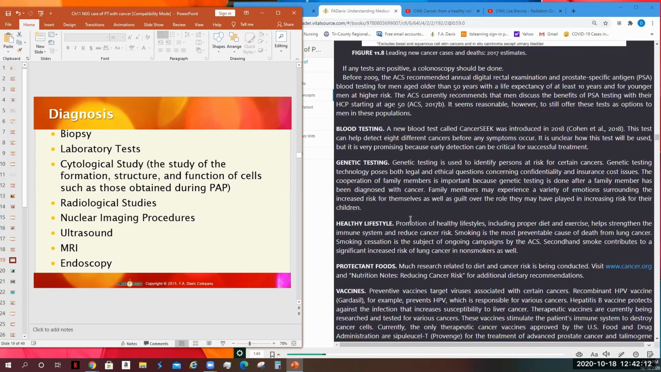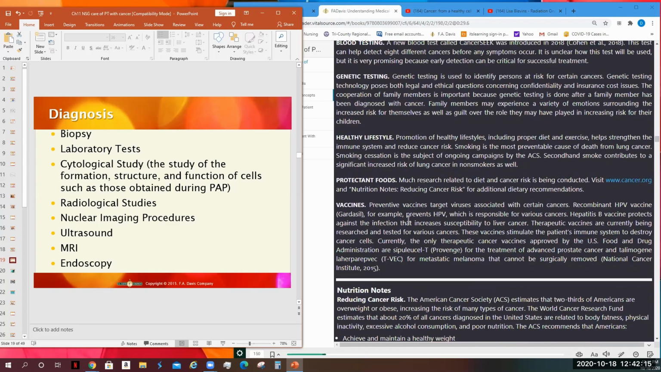Genetic testing. Genetic testing is used to identify persons believed to be at risk for certain cancers. Genetic testing technology poses both legal and ethical questions regarding confidentiality and insurance issues. The cooperation of family members is important because genetic testing is done after a family member has been diagnosed with cancer. Family members may experience a variety of emotions surrounding the potential risk for themselves, as well as guilt over the role they may have played in increasing risk for their children.